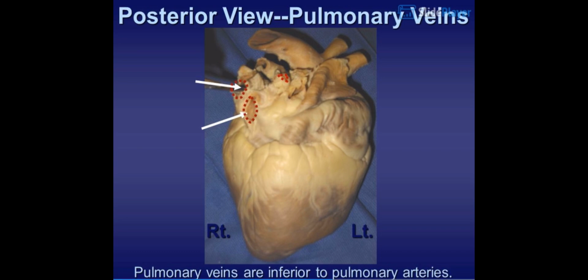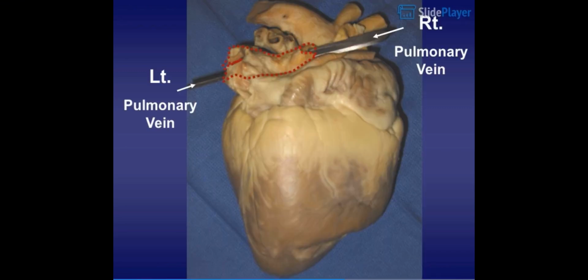Steps. One, pulmonary veins are on posterior heart. Two, openings are inferior to the pulmonary arteries. Three, students should be able to probe and make left auricle wiggle. Right. Left. Pulmonary veins are inferior to pulmonary arteries. Right pulmonary vein. Left pulmonary vein.